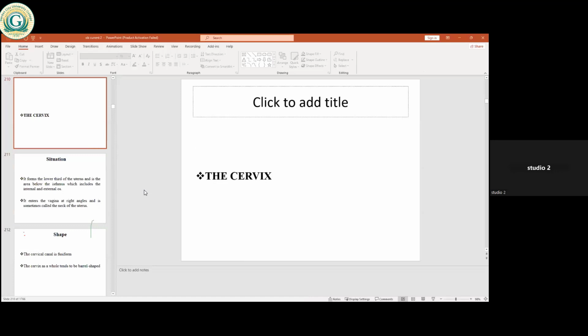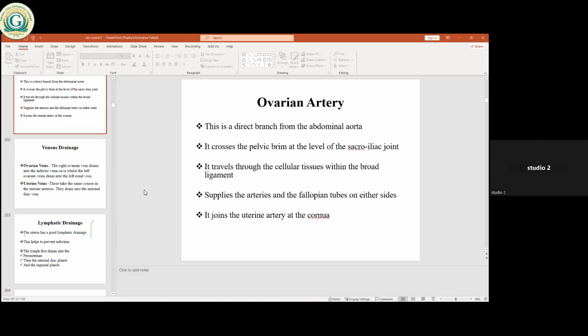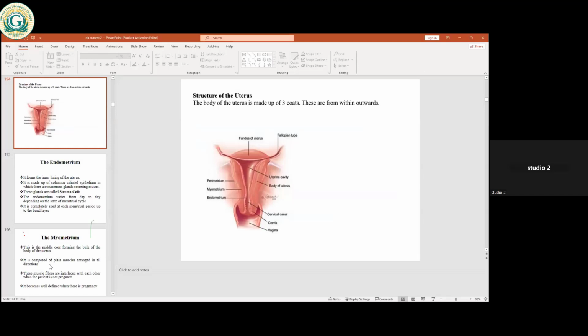Let's go back to the diagram for you to see the description I'm trying to put across. The uterus, this is the cervix. This part is the cervix, with this external os and this internal os. So that is the cervix, which lies between the internal and external os.